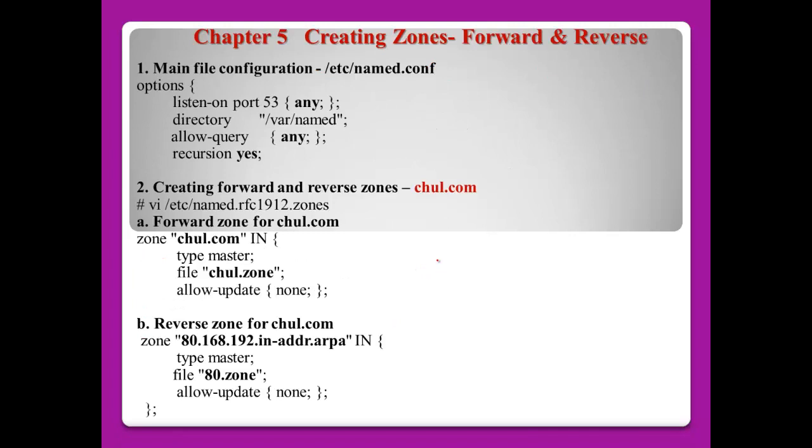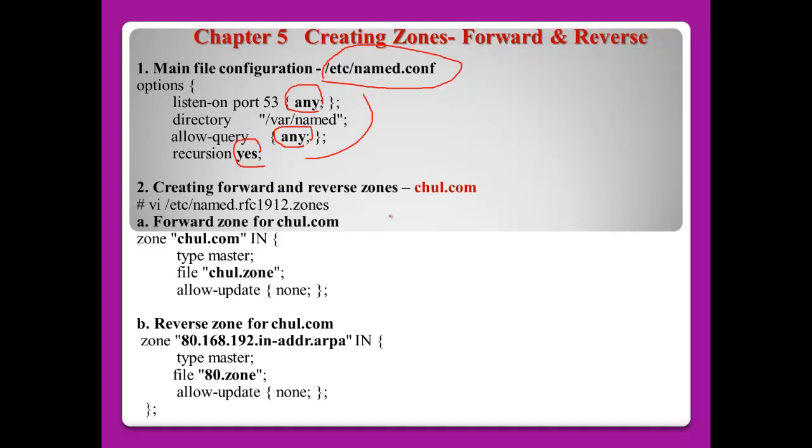Okay, chapter 5, creating zones. First, open the main configuration file of BIND, /etc/named.conf. Here, first change this one: listen on port any, allow query any, and recursion yes. Later, I will explain about this one.